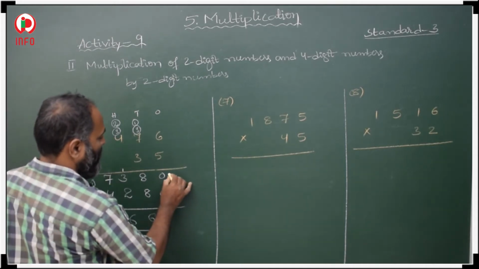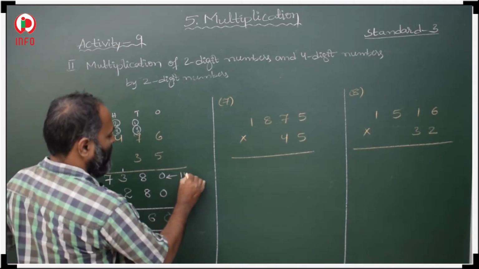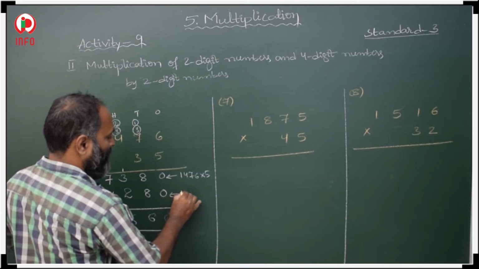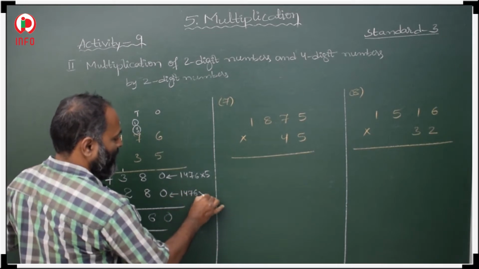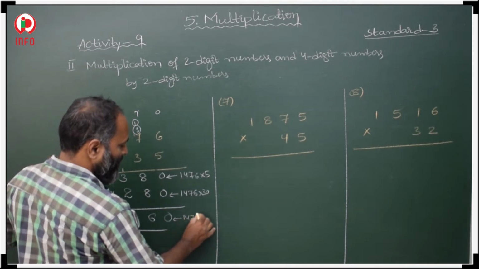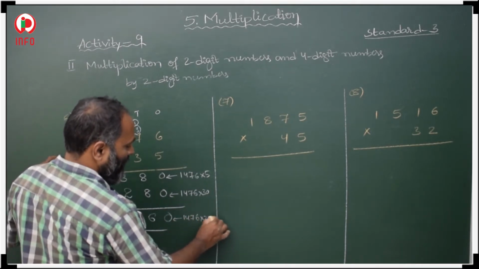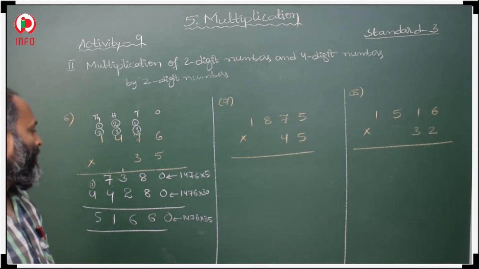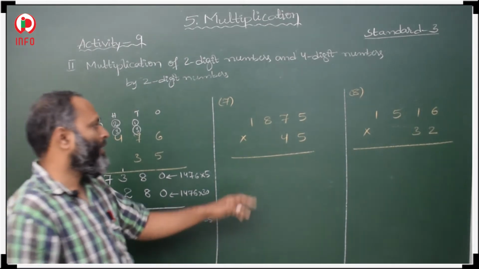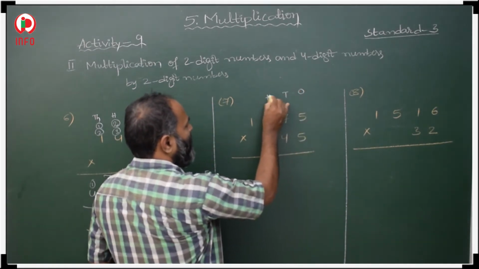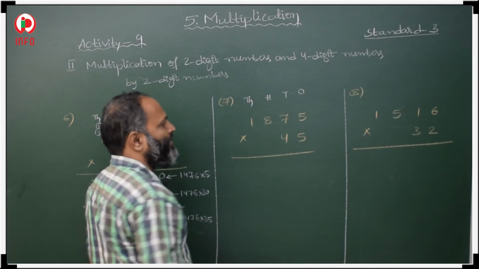So, this is the product of 1476 with 5. This is the product of 1476 with 30. This is the product of 1476 with 35. Now, in the same way, ones, tens, hundreds and thousands.